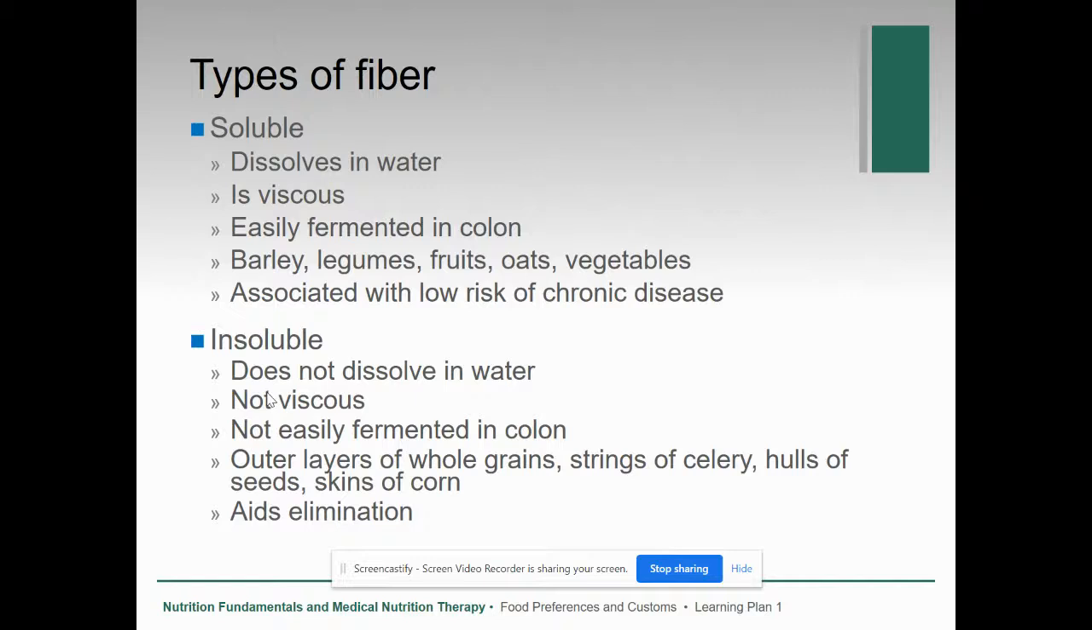So our soluble fiber, that's our apples, oats, dried beans, citrus fruits, grapes, carrots. Insoluble fiber, that's the outer layers of whole grains, which is why we want to have whole grain carbohydrates versus refined like plain old white bread. Strings of celery, hulls of seeds, skins, and corn. This aids in elimination, or basically increases the weight and the amount of time or the incidence of bowel movement.